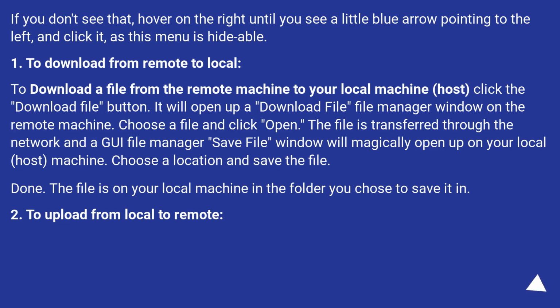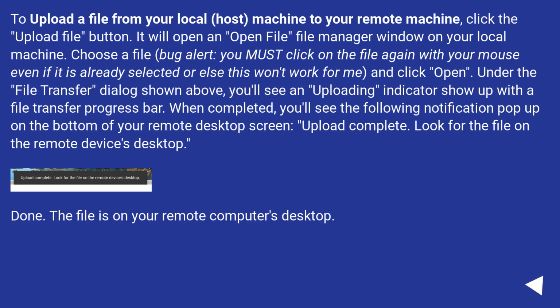2. To upload from local to remote. To upload a file from your local host machine to your remote machine, click the Upload File button. It will open an Open File Manager window on your local machine. Choose a file. Bug alert: you must click on the file again with your mouse even if it is already selected, or else this won't work for me, and click Open.